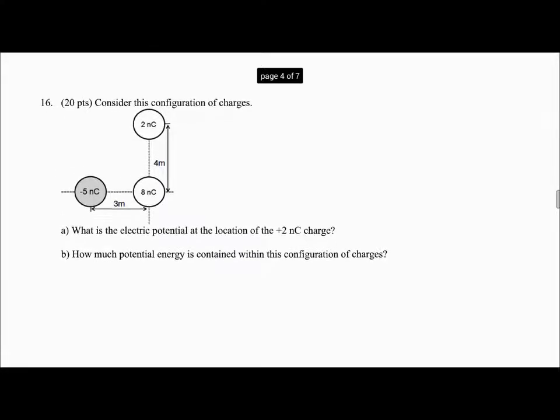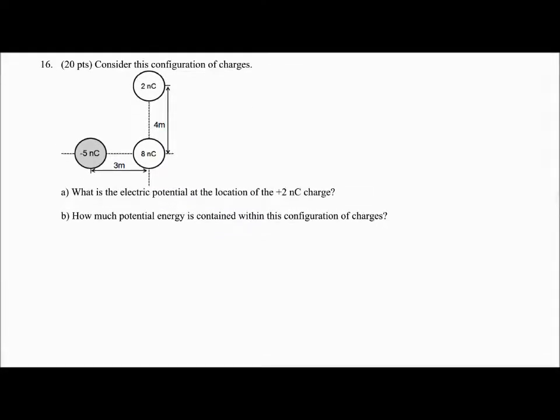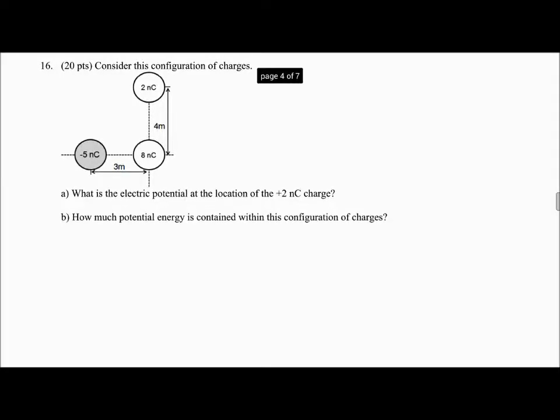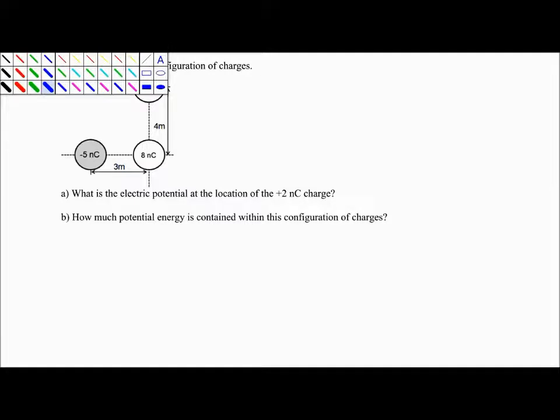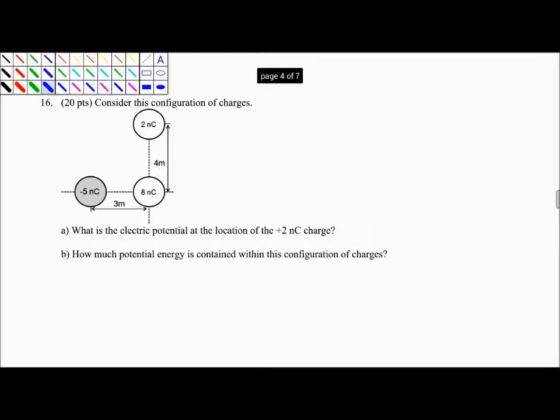All right, consider this configuration of charges. What is the potential at the location of the +2 nanocoulomb charge? I want to know the potential. No, the potential right here. Okay, so V is equal to the sum of the individual potentials, and at this position it's going to be equal to the potential due to this charge plus the potential due to that charge.